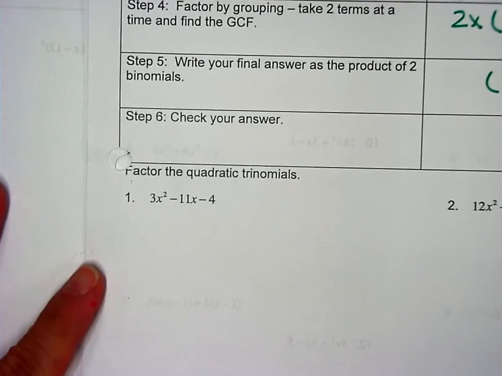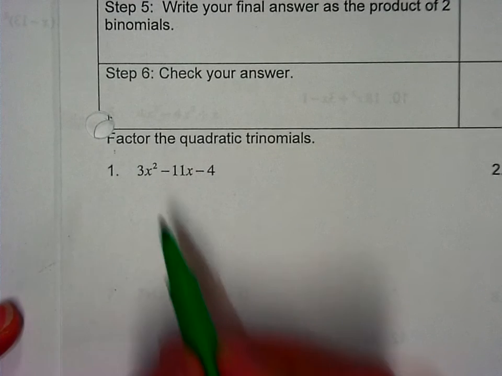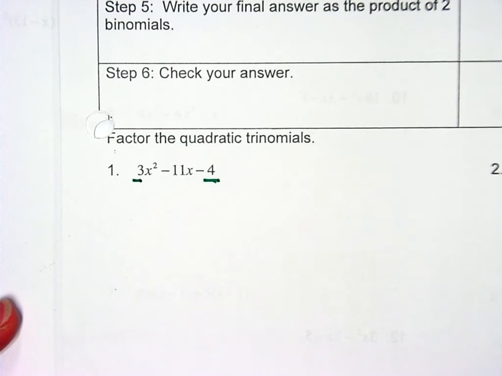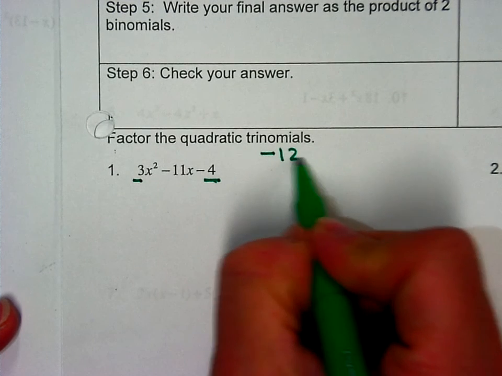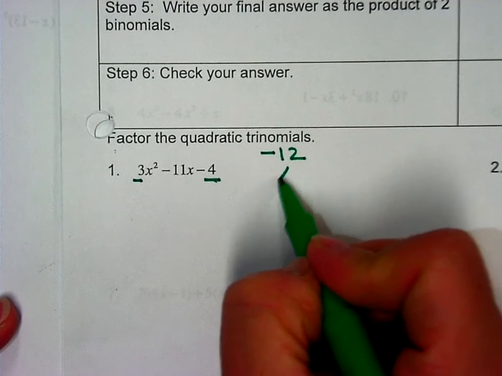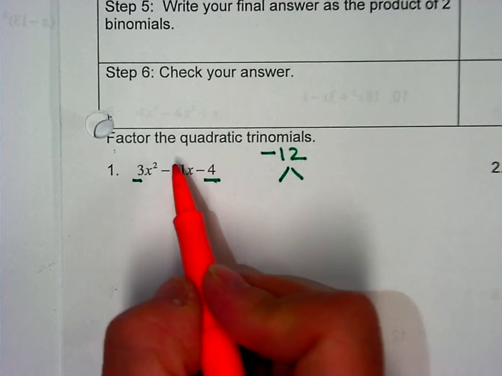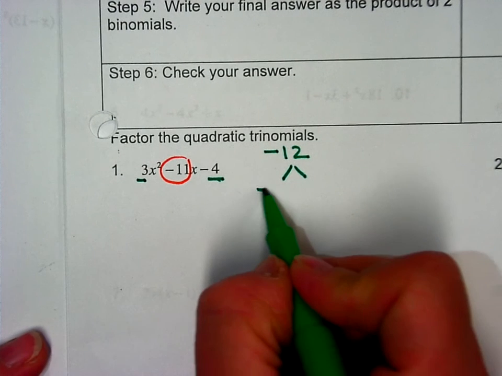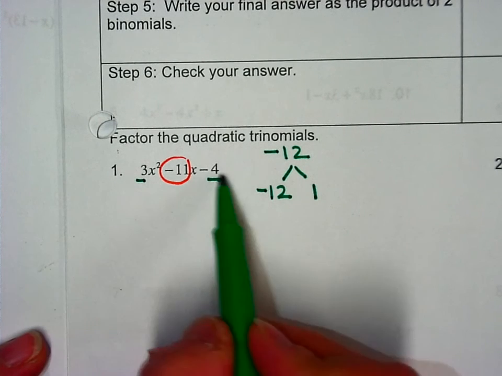So let's look at the first one down here. So step 1, you're going to take the number in front of x squared, the coefficient, and the constant, which is the number by itself, and multiply them. It is negative 12. You need to break that number apart and find two numbers that multiply to negative 12 but add up to negative 11. There are only two numbers that work. Those numbers are going to be negative 12 and positive 1. Multiplies to negative 12, adds to negative 11.